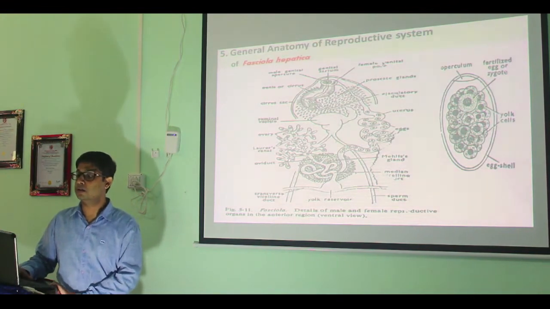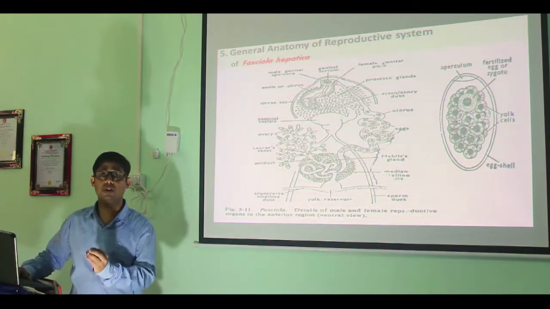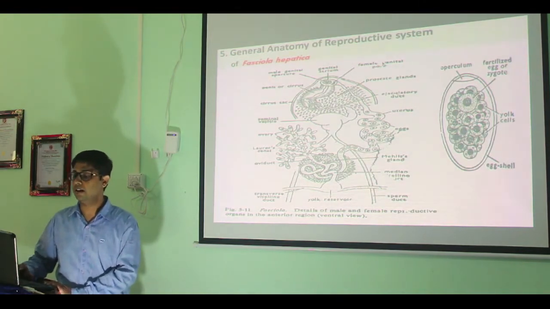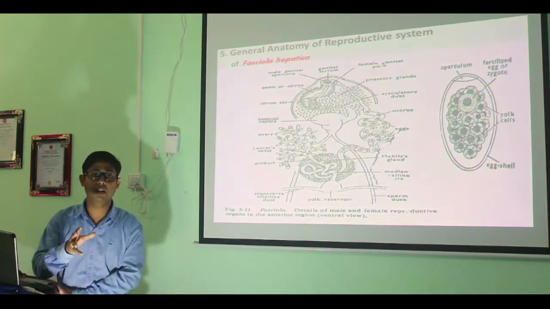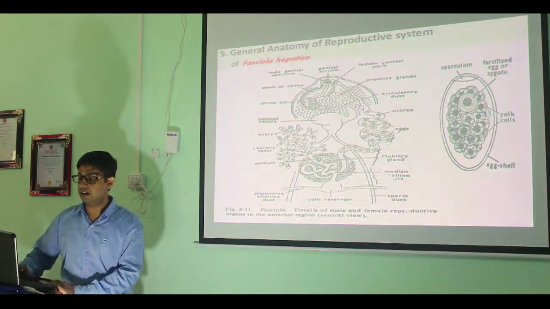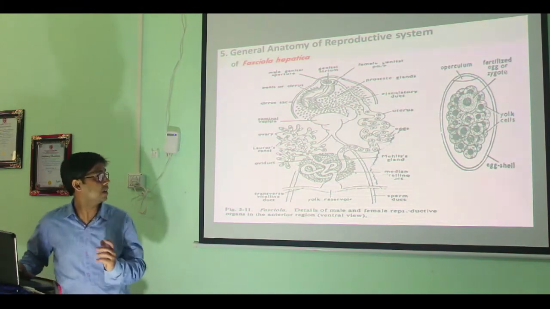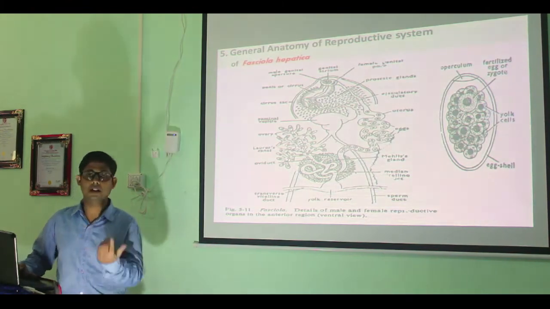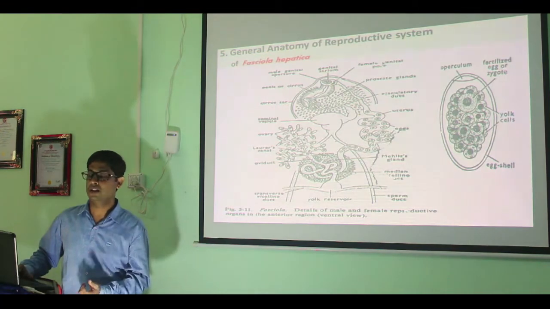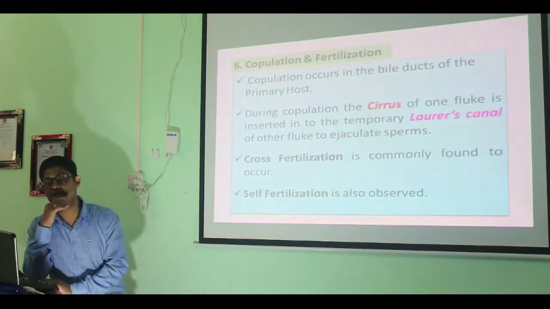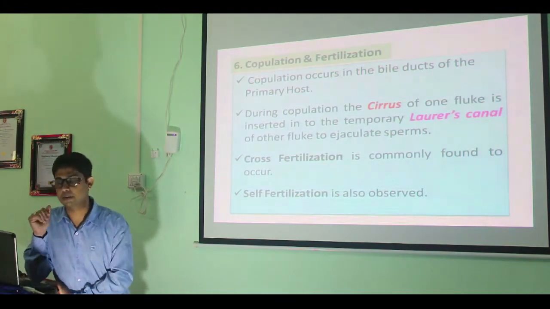So the cirrus of the penis of one individual will be inserted into the Laurer's canal and the sperms will be delivered inside the Laurer's canal. Then the sperm of one individual Fasciola will fertilize the ovum of the other individual Fasciola. So this is called cross fertilization, and this cross fertilization is very common in Fasciola hepatica.